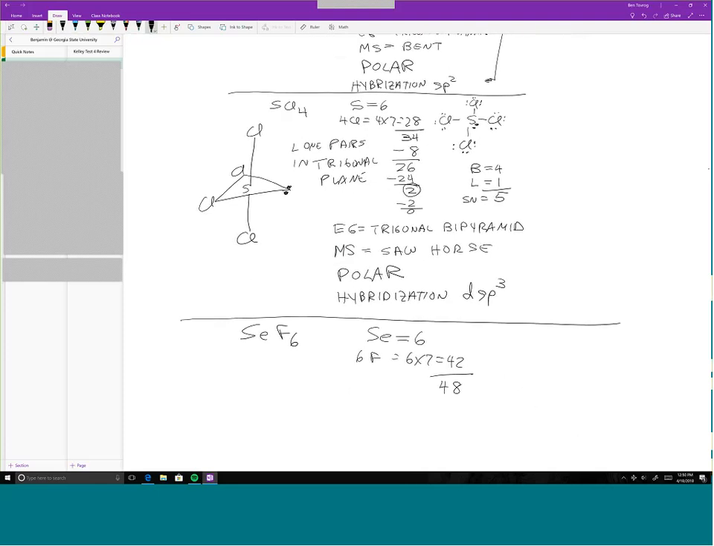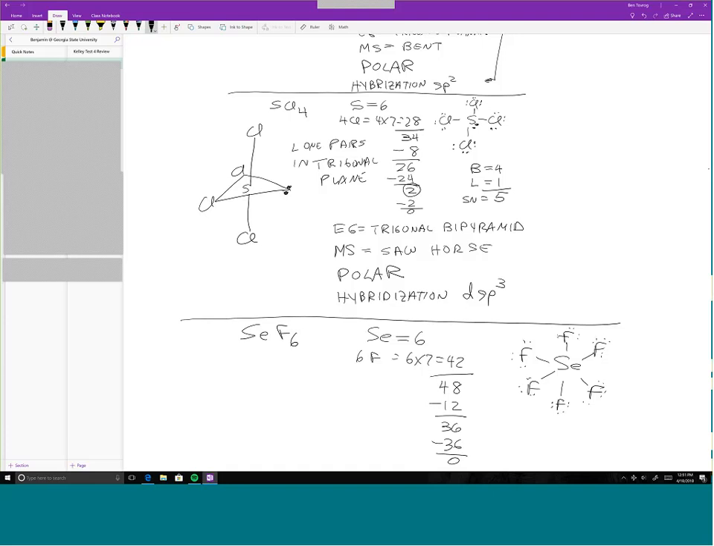Selenium, of course, will be in the center. And I'm just going to write these fluorines around: 4, 5, 6. So we have 6 single bonds initially. 6 times 2 is 12. We deduct those. We have 36 left over. Put 6 electrons around the fluorines. Now at this point we've used up all our electrons, and what we normally do is we ask ourselves how many electrons are on the center atom.